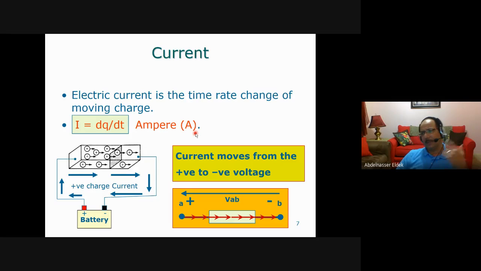I forgot to tell you that the voltage is in volts. I don't remember if I said that or not. But the voltage is in volts. Very easy. The unit of voltage is volts. The unit of current is ampere.